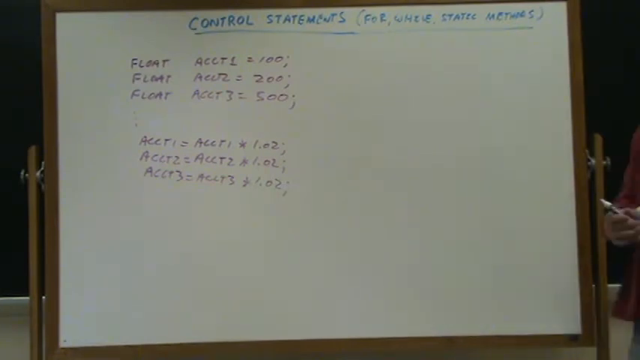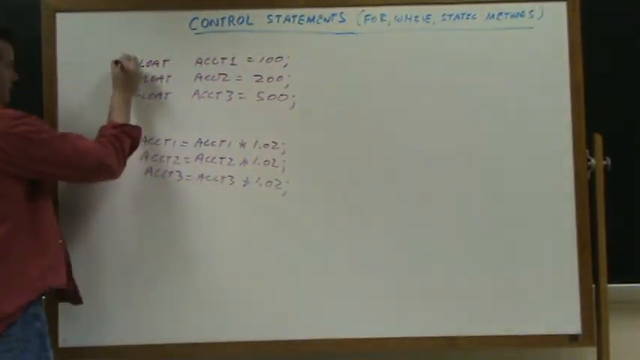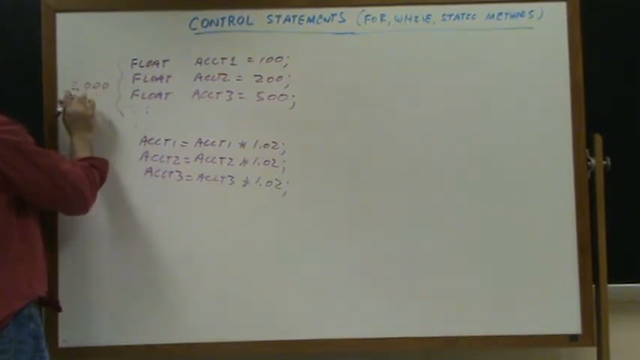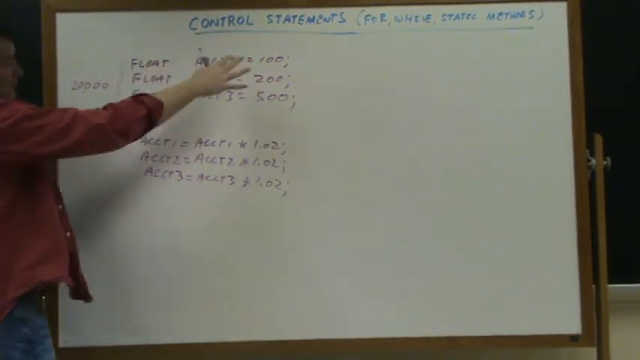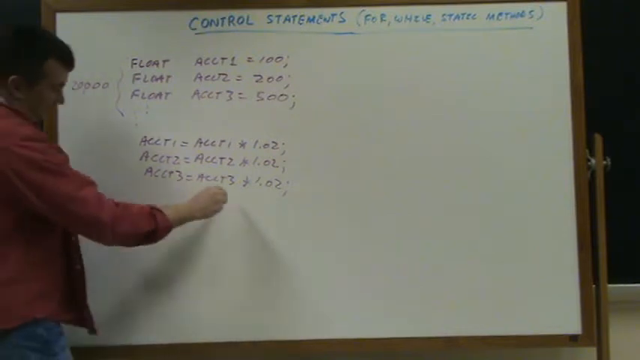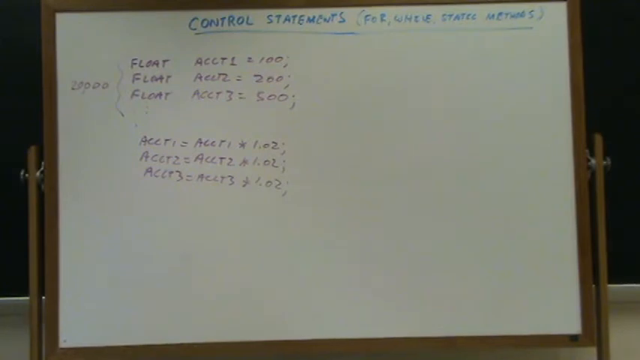Okay, suppose we had not 3 accounts, but 2,000 accounts or 20,000 accounts. And you don't wanna be writing each line there, right? How we initialize the accounts, let's pretend that's already done. Our task for today is just to give everybody interest. We'd have to write this line 20,000 times, right? So that would take a long time. There'll be a lot of cutting and pasting.